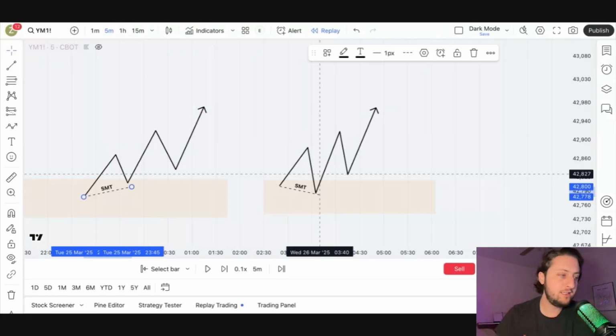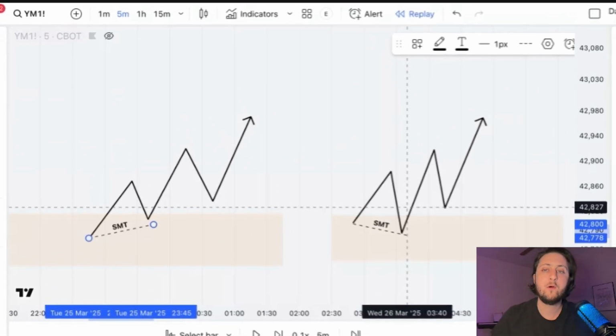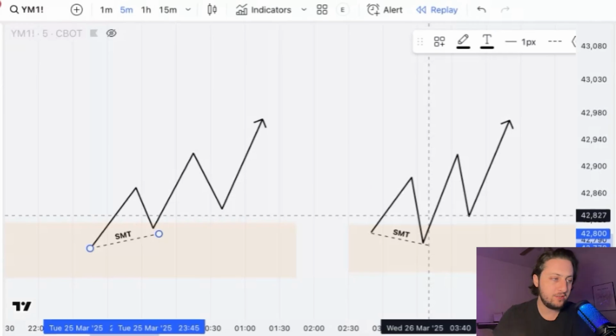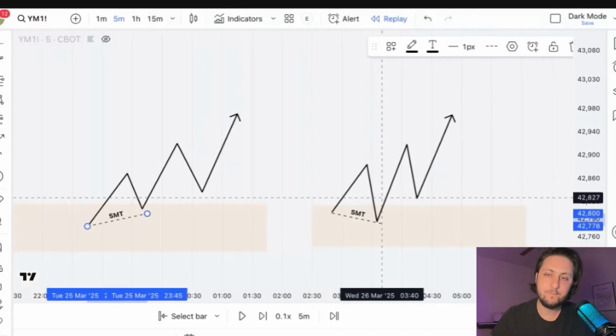Now, we're going to get into some real live examples, and all the examples I'm going to show you, we're going to go over two. They both happened this week. So I want to make this clear. This is not a signal that happens once in a blue moon. You get these divergences all the time, and we're going to go over a higher time frame example and a lower time frame example.